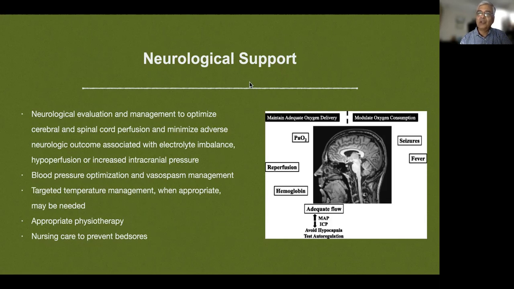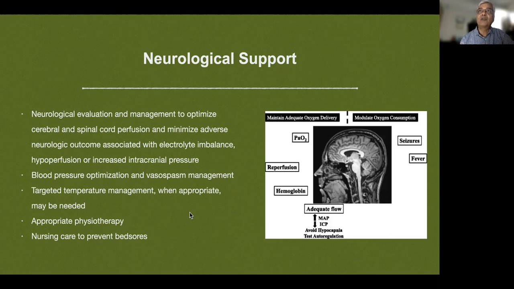Patients with neurological disease generally need blood pressure optimization and vasospasm management. What I mean by this is that their blood pressure, in case it is high, will have to be controlled. If it is low, it has to be increased. And patients who have got something like aneurysms in the brain, they need some drugs which will relieve the spasm of the arteries supplying the brain.